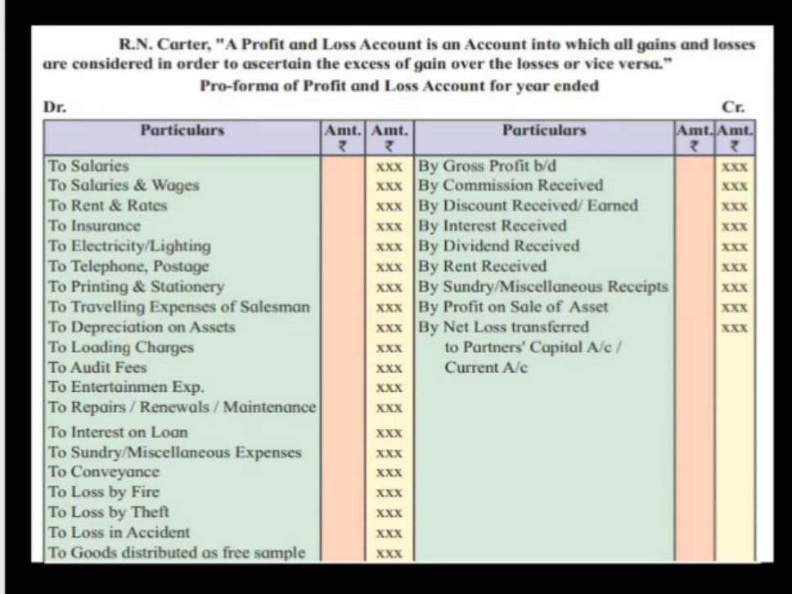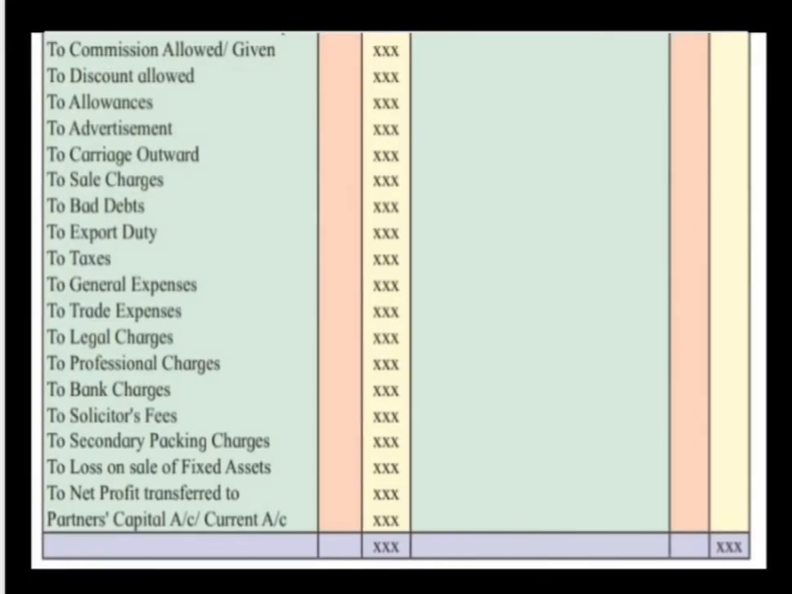Now, again, there are certain expenses which are debited to the profit and loss account.